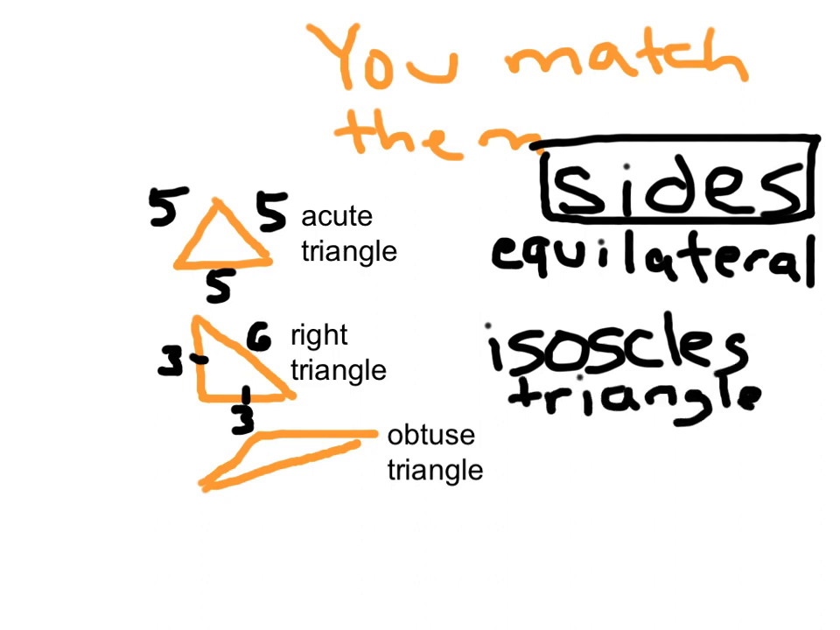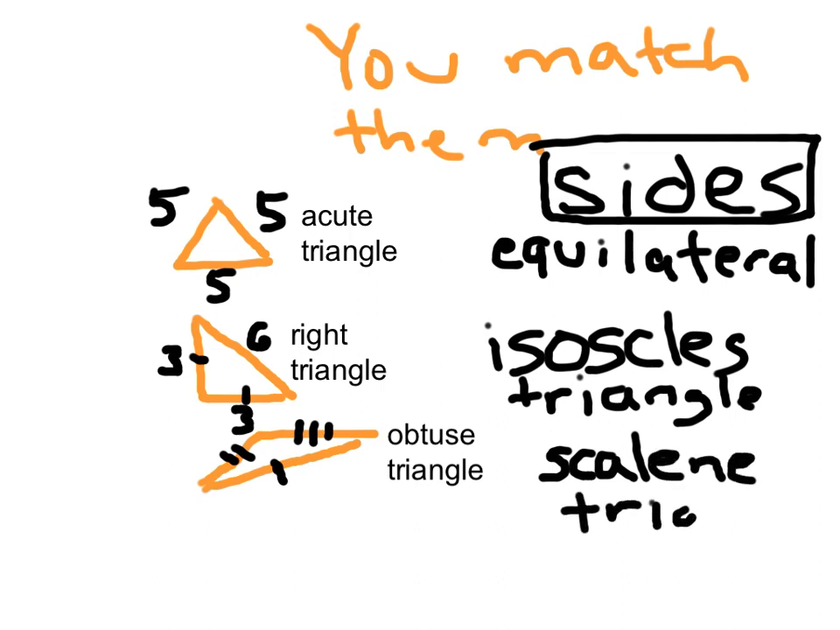Finally, for our final triangle here, none of these sides are equal. So what I'll do is I'll put 1 tick mark there, 2 there, and 3 tick marks there, indicating that none of those sides are equal. None of those sides being equal, we call that a scalene triangle. Scalene triangle.